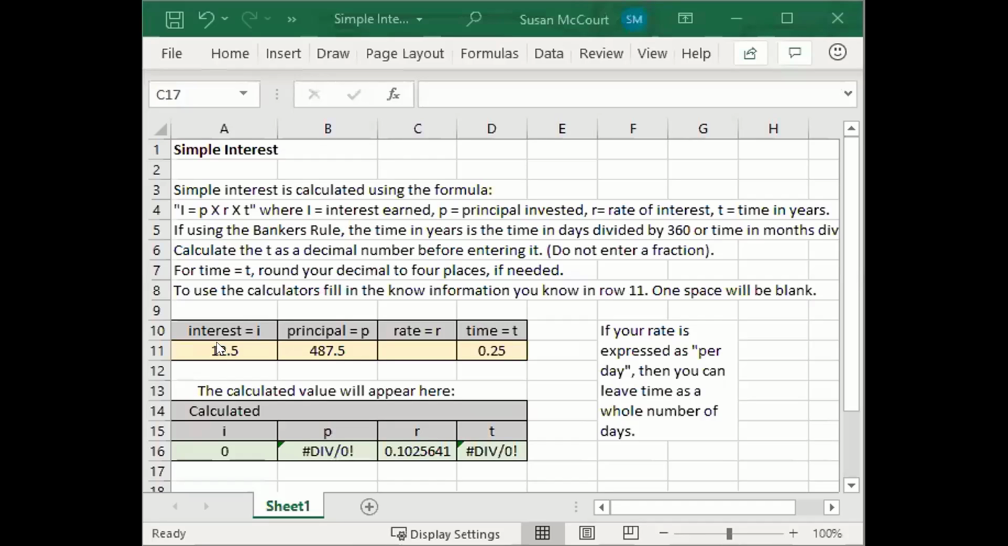All right, here's our interest calculator. And in the first case, her interest is $50 and her principal was $800. Her time was half a year, so 0.5, which made her interest rate 12.5%.